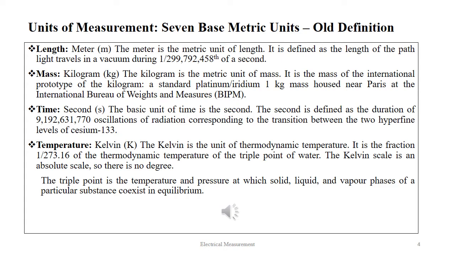Length, expressed in meters in SI unit. The meter is the metric unit of length. It is defined as the length of the path light travels in a vacuum during 1 by 299,792,458 of a second.